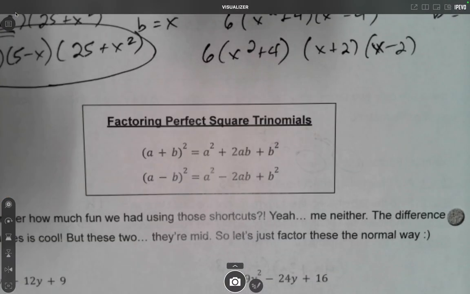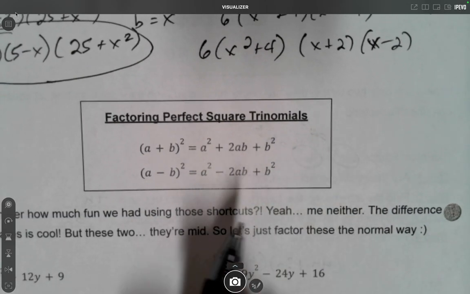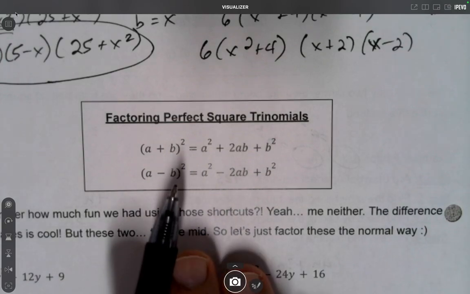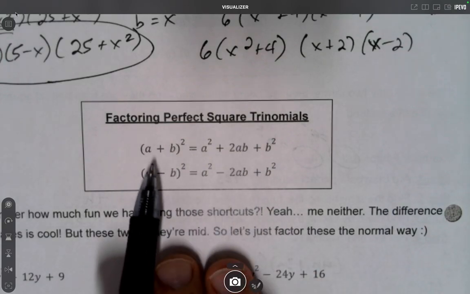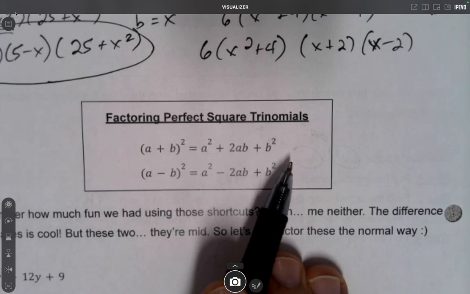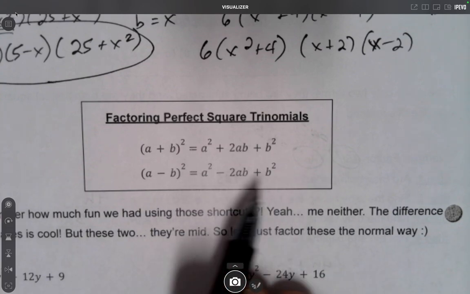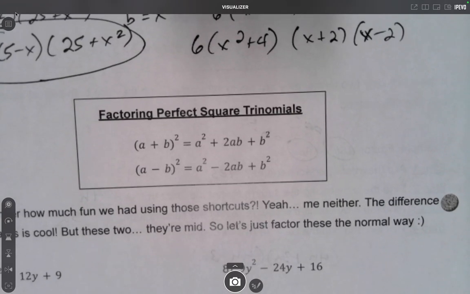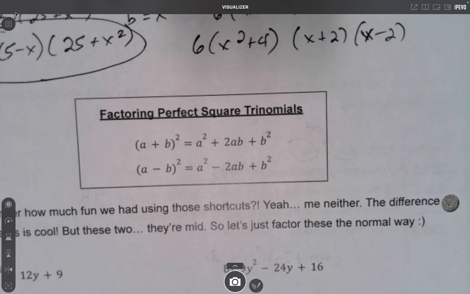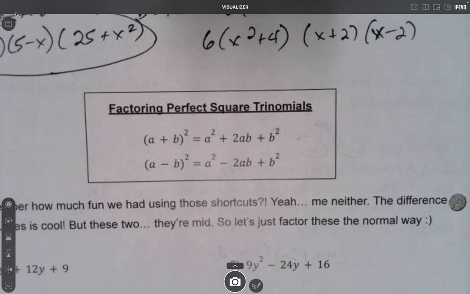So these are perfect squares, but instead of subtraction, they're adding. Well, no, that's not quite true. Sorry. I should just look at what it is. Factoring perfect square trinomials. So if you have a plus b and it gets squared, it gives you this. If you have a minus b squared, it gives you the same thing, except the middle term is negative instead of positive. So I want to show you these, but if after you see these you're like, I'd rather just factor the normal way, I get it.